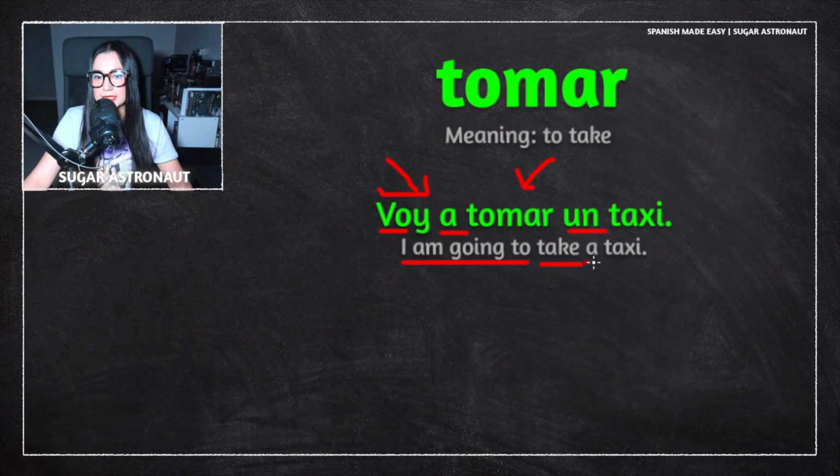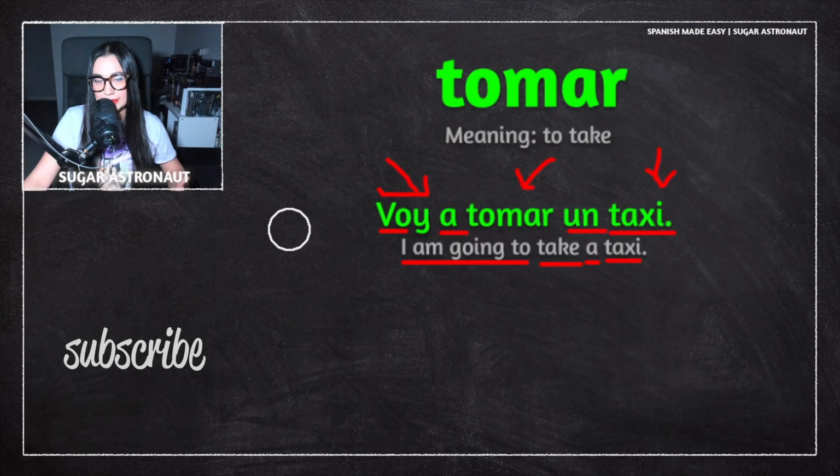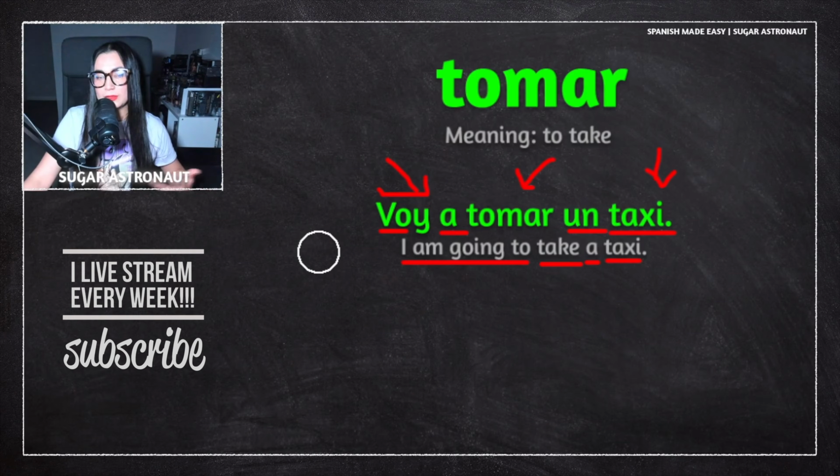Voy a tomar, I'm going to take. Un means a. Taxi means taxi. So it's the same pronunciation if you want to refer to a taxi. Taxi is taxi. Voy a tomar un taxi. I'm going to take a taxi or a cab. Okay, so that's one use of the verb tomar. But as I was saying before, you can also be literal about tomar, to take, like taking an object.